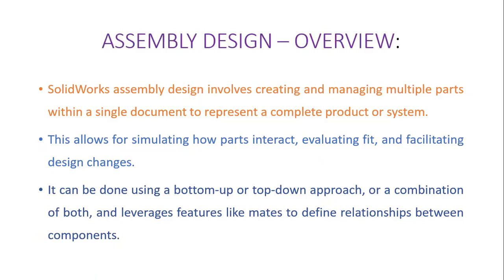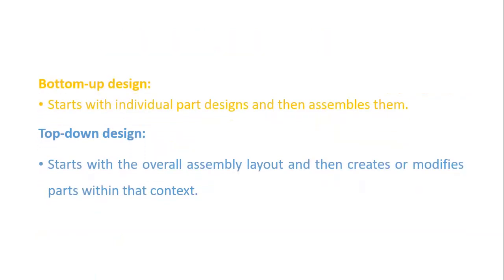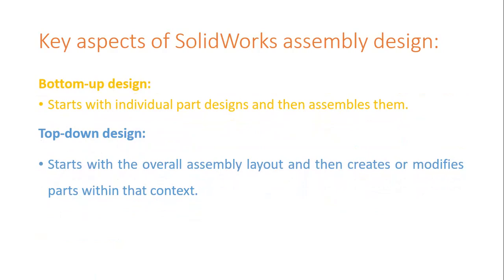And it can be done either using a bottom-up approach or a top-down approach. These are the two assembly methods followed in assembly design, or a combination of both. What are the various key aspects of assembly design in SolidWorks? The bottom-up design starts with individual part design and assembles them sequentially as per the precedence constraint. Top-down design starts with the overall assembly layout and then creates or modifies the parts within that context.